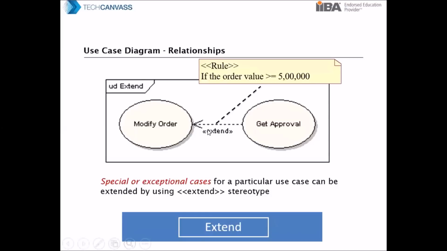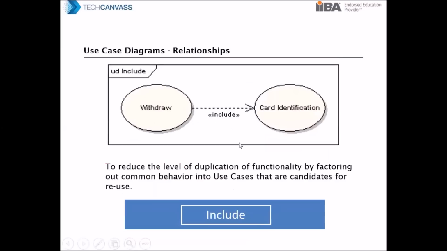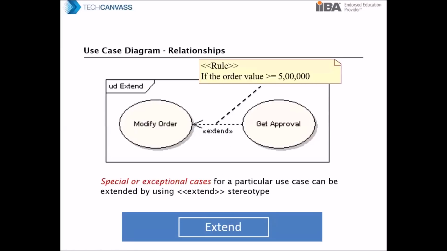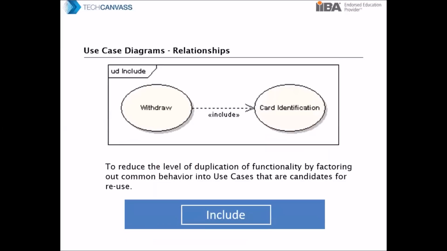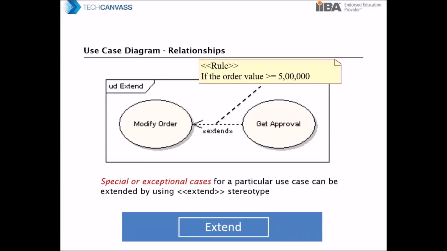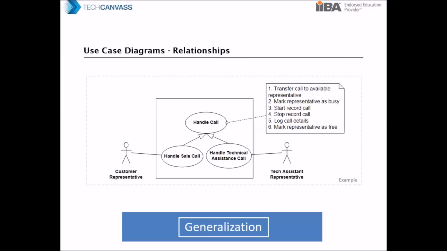You also need to look at the direction of the arrows. The direction of arrows is very important. With extend, you can see a reverse arrow, whereas in include, you are seeing a straight arrow. So withdraw includes card identification, so the arrow is in the direction of the card identification. Whereas with extend, modify order has a special case of get approval, but get approval is pointing to modify. So these are various UML notations which are used while drawing these diagrams.